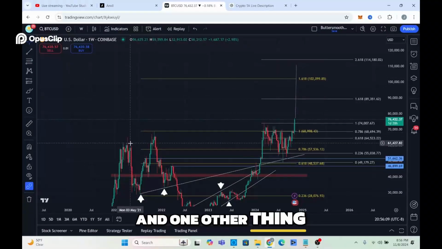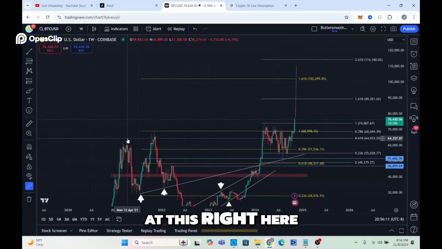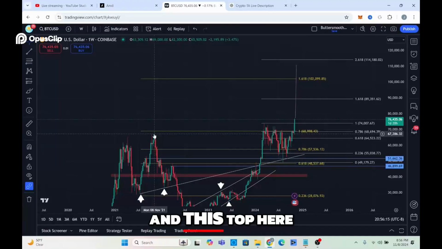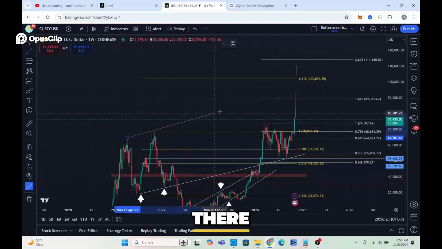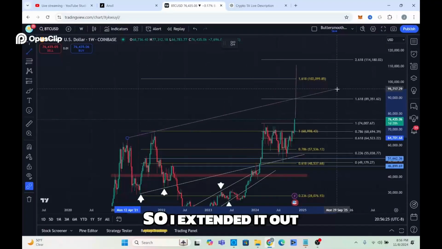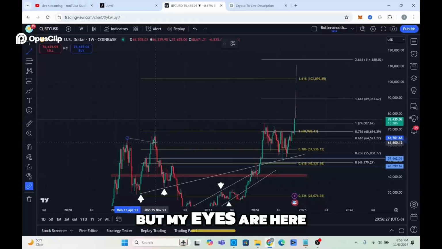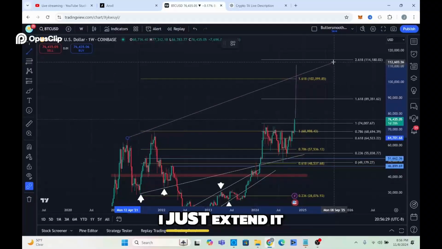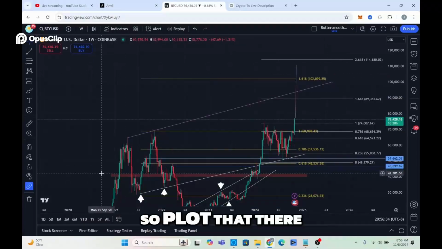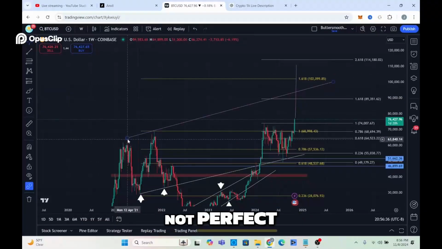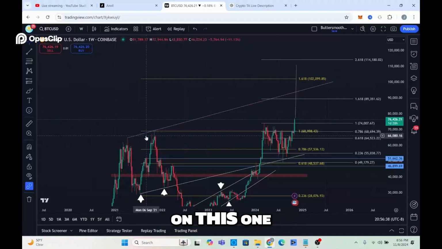And one other thing, my eyes are looking at this right here, this top, April 12th, 2021, and this top here, November 8th, 2021. So I'm just going to bring out the trend line, click here, extend it. So I extended it out, but my eyes are here, trying to touch the second point. I just extended out, and now I'm watching that second touch point. Okay, so plot that there. Again, not perfect. It could be sitting a little bit higher on this one.